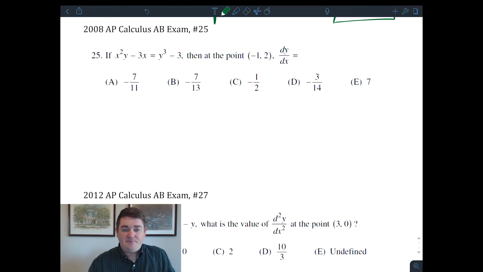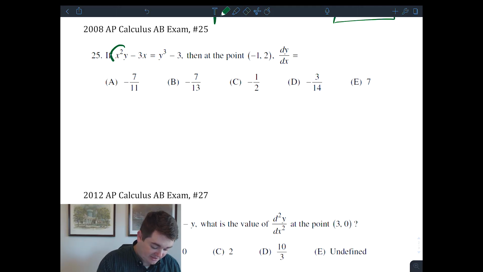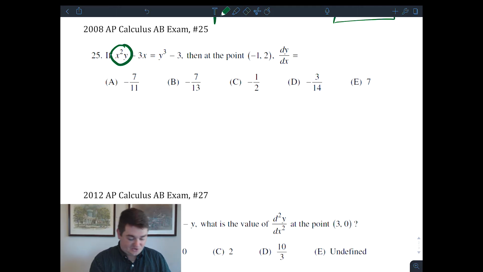All right, 2008 AB number 25. If x squared y minus 3x equals y cubed minus 3, then at the point negative 1 comma 2, dy/dx equals what? Well, I can look at this and I immediately recognize that it's an implicit derivative because I couldn't get y by itself. So I'm going to take the derivative implicitly, and I notice going in that I'm going to have to use the product rule on x squared y.